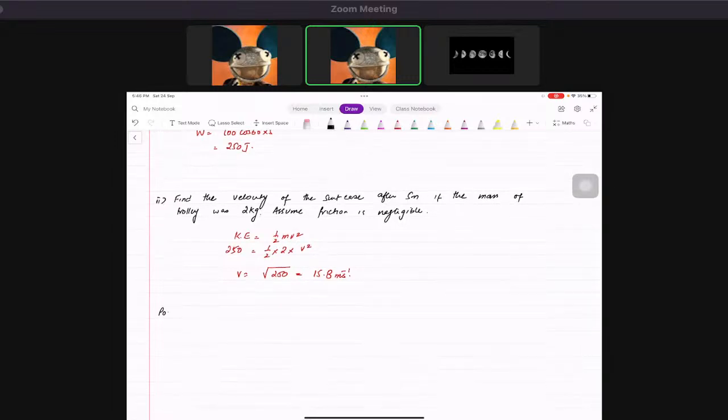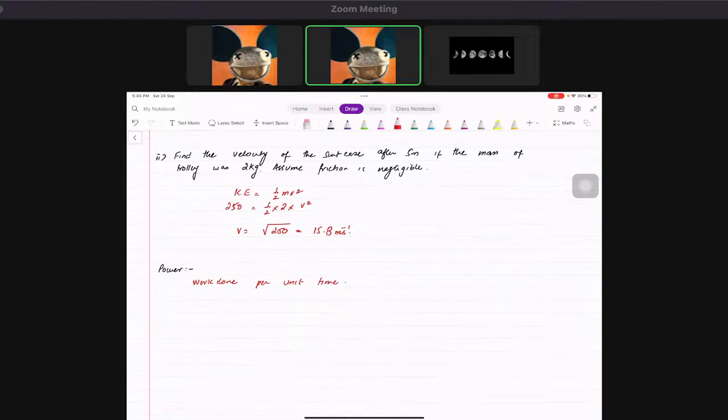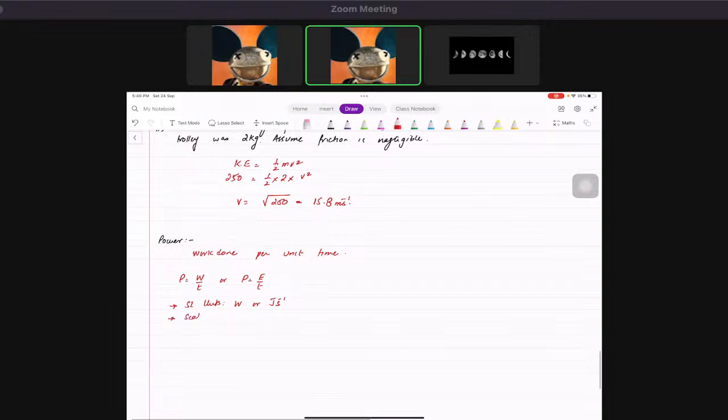Okay. So then you got power, and power is defined as work done per unit time. So power is either work done over time, or power is written as energy over time. The SI units for power are watts or joules per second, and it is a scalar quantity as well.